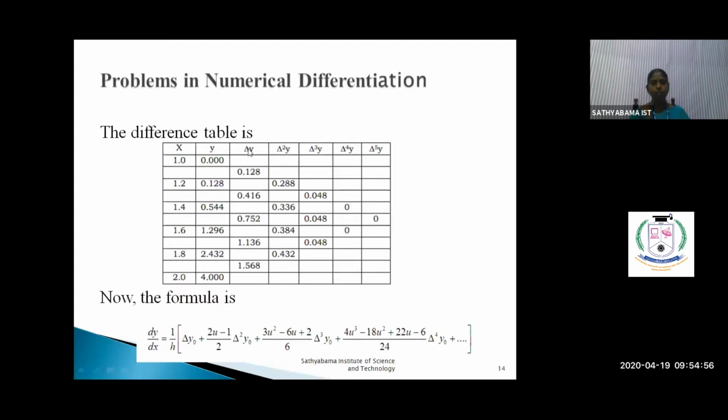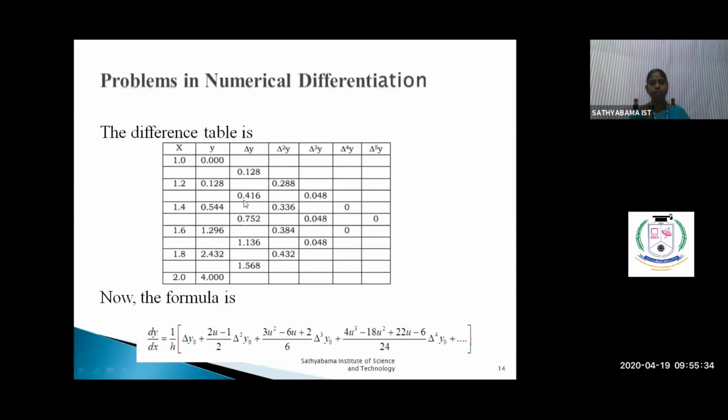So how do I find the first order difference, delta y? Here we have x0, x1, x2, x3, x4, x5, and the corresponding values y0, y1, y2, y3, y4, y5. So y1 minus y0 is written here, then y2 minus y1, y3 minus y2, y4 minus y3, and y5 minus y4 is written here. That is what my first order difference is.